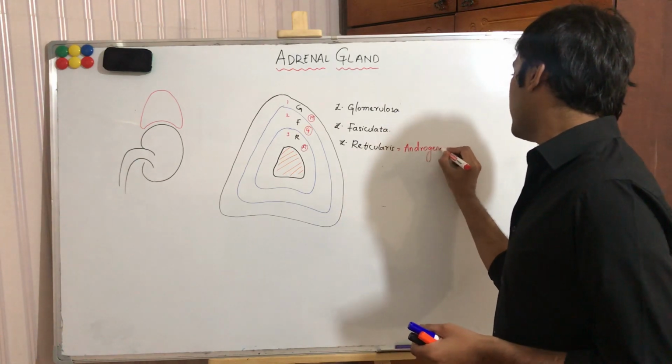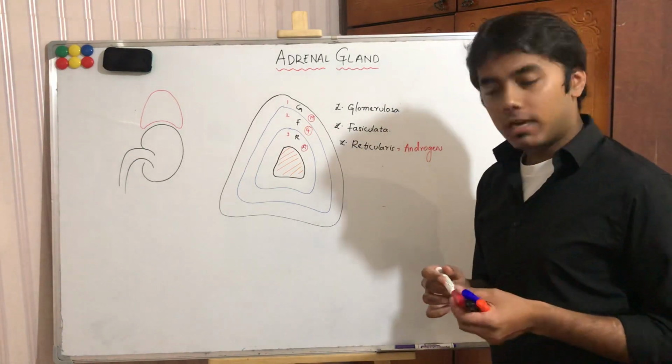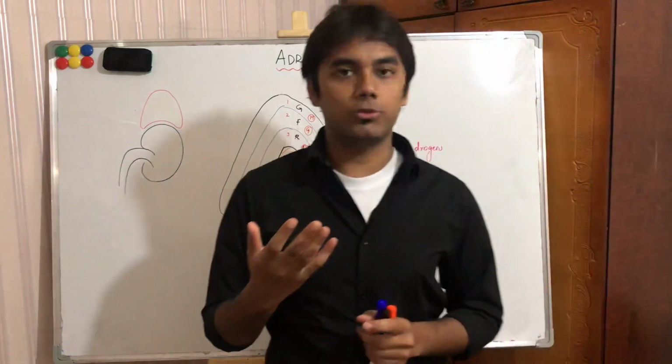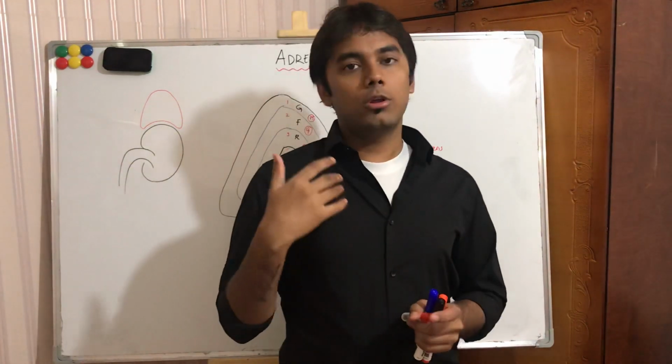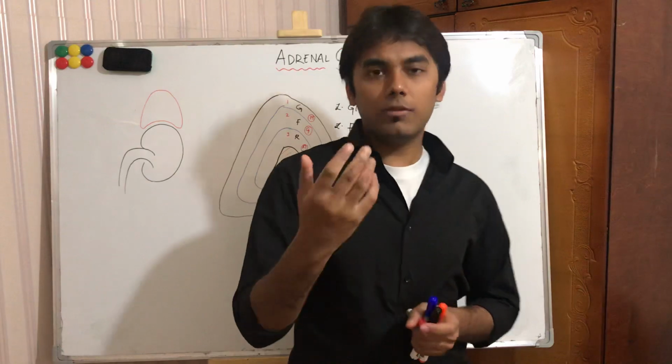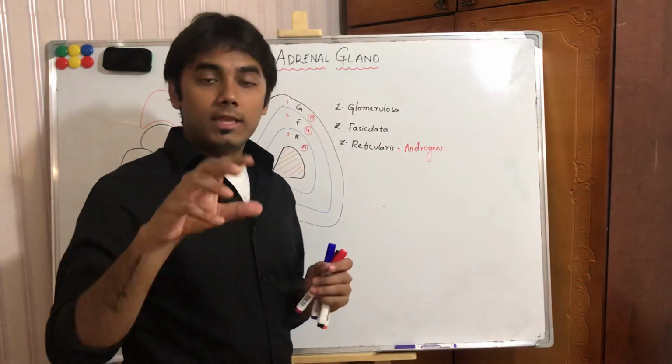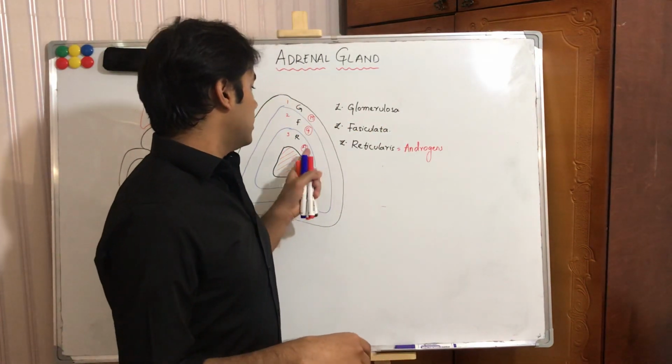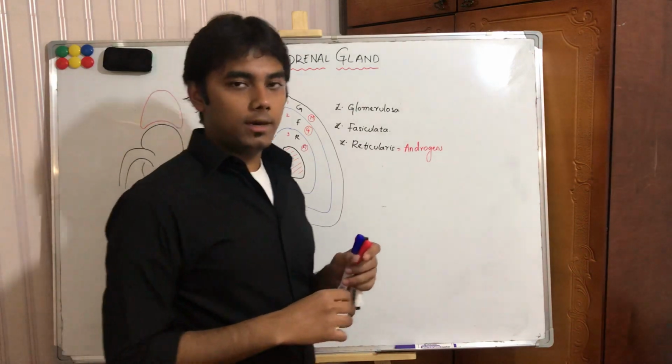What is an example of androgens? Androgens are nothing but your sex hormones. Testosterone, progesterone, estrogen, all of these are called androgens, and they are synthesized from the innermost layer, that is the zona reticularis of the adrenal gland, right?